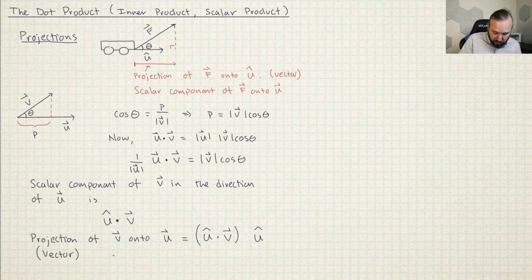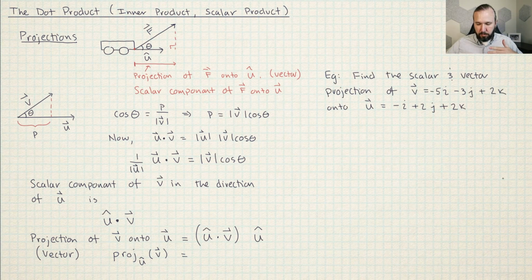There's special notation for this. You'll see PROJ for projection, and then they'll write a subscript, a little tiny u, because that's what you're projecting it onto. And then inside the parentheses, you put the vector that you're projecting. So this is the projection of v onto u. Let's do an example. Let's find both kinds of projections, the scalar projection and the vector projection, and I've cooked up a couple of vectors here.